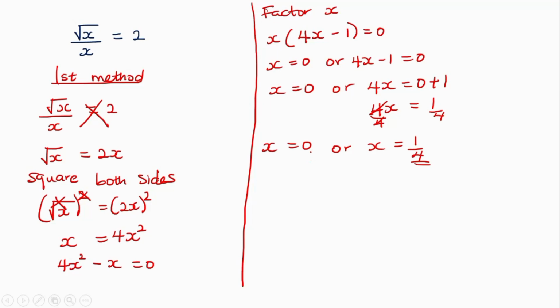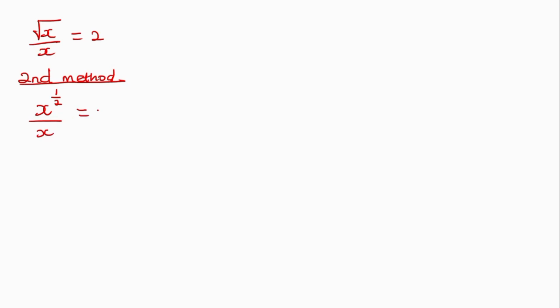Now right here, guys, the second method on how to solve this question. Alright, we have our question to be the root of x over x is equal to 2. So how do we solve this using the second method? Now we know that the root of x can be written as x to the power of 1 over 2, over x, is equal to 2. Alright, and this x can be taken to the power of 1 also.